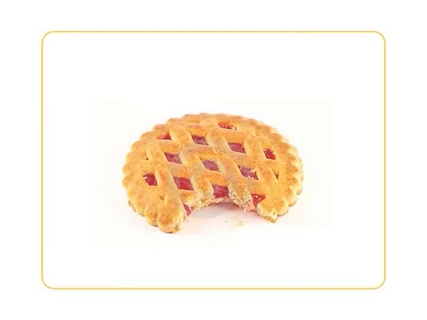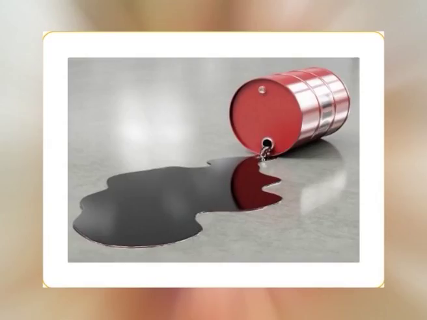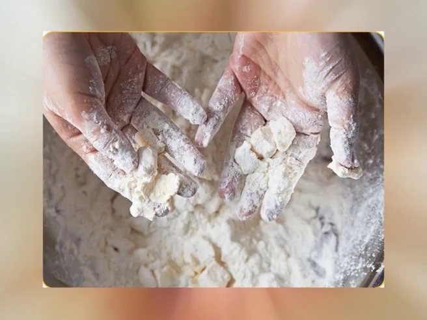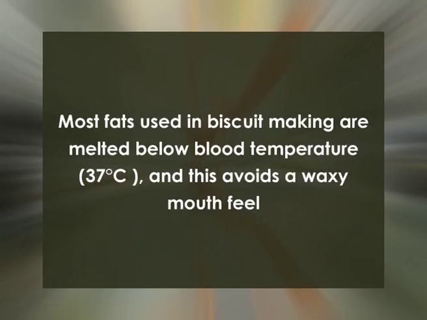Fats are vitally important ingredients in achieving the texture, mouthfeel and the bite of the biscuit. The fats are produced from good quality crude oils by a process of refining, bleaching and deodorizing. Typical blended vegetable dough fats are solid at ambient temperature and melt over a wide temperature range. Most fats used in biscuit making melt below body temperature, that's 37 degrees Celsius, and this avoids a waxy mouthfeel.